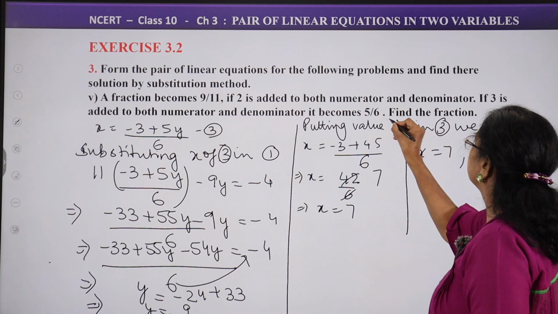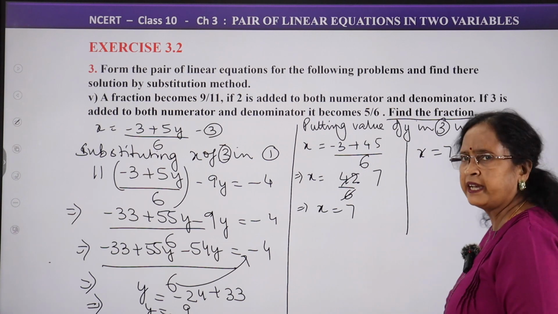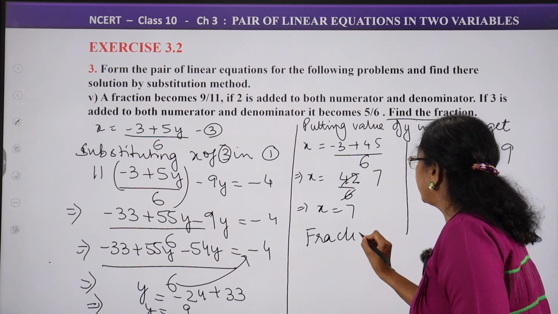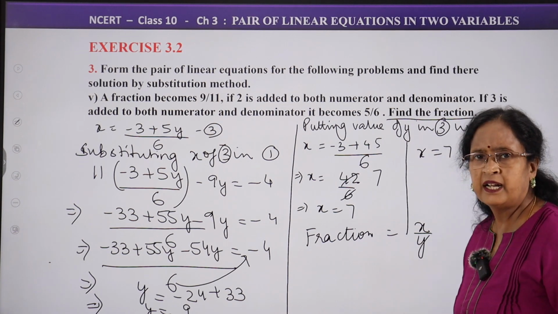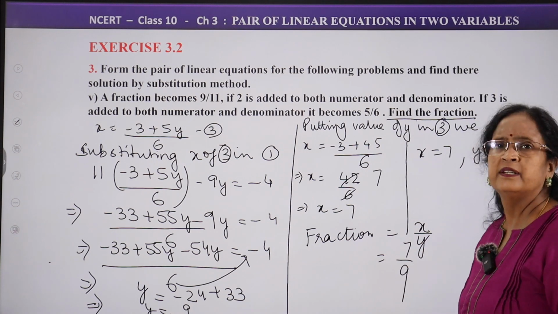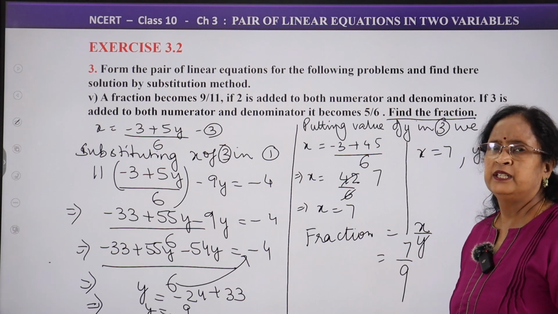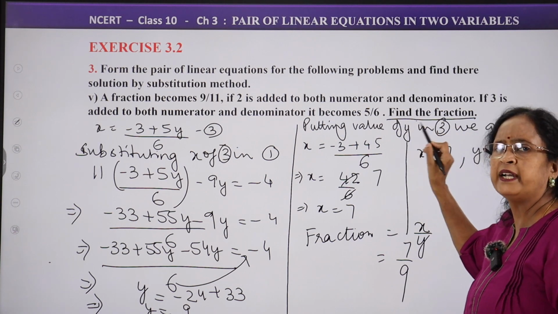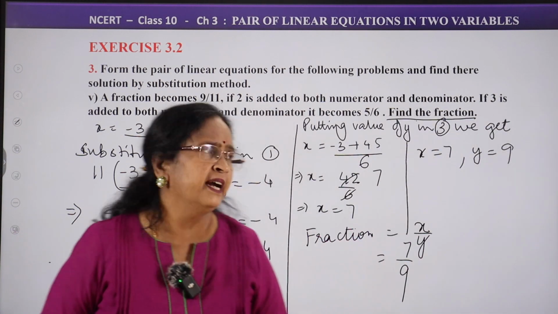Find the fraction. The answer is not yet over. We got only x and y. Now, what is the fraction? Fraction is x by y. So, x is 7, y is 9. The fraction is 7 by 9. So, after finding the value of x, find the fraction. The main question is find the fraction. The fraction is 7 by 9.